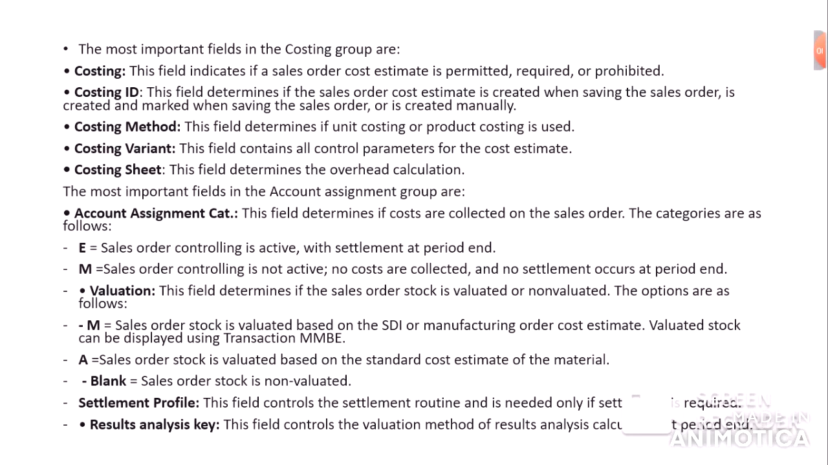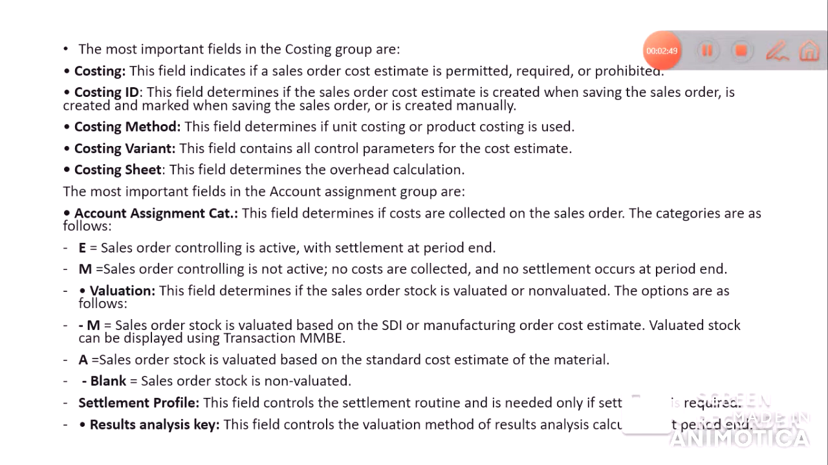The most important fields in the costing group are as follows. Costing: this field indicates if a sales order cost estimate is permitted, required, or prohibited. Costing ID: this field determines if the sales order cost estimate is created when saving the sales order, is created and marked when saving the sales order, or is created manually. Costing method: this field determines if unit costing or product costing is used. Costing variant: this field contains all control parameters for the cost estimate. Costing sheet: this field determines the overhead calculation.